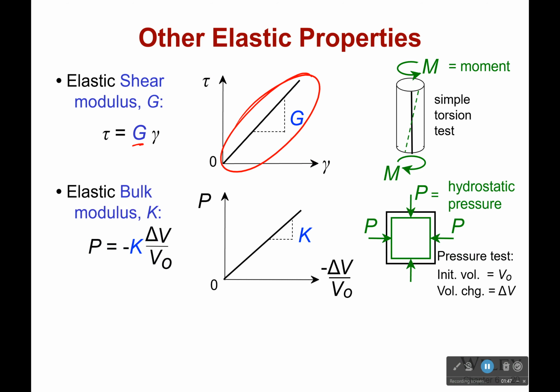Another thing is something called the bulk modulus, K. Bulk modulus K tells us, if we are under hydrostatic pressure, how much the change in volume over our total volume is going to be, because hydrostatic pressure is from all directions at once.